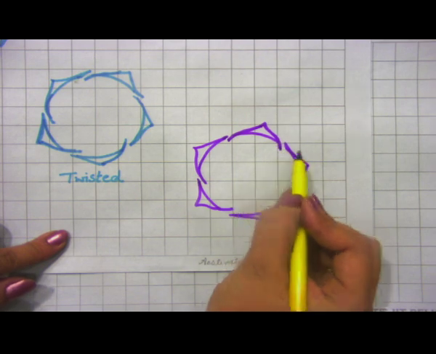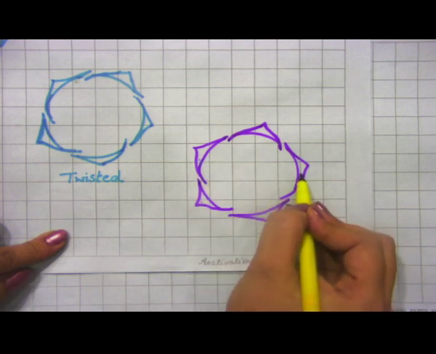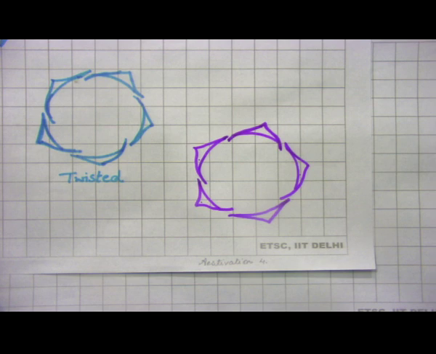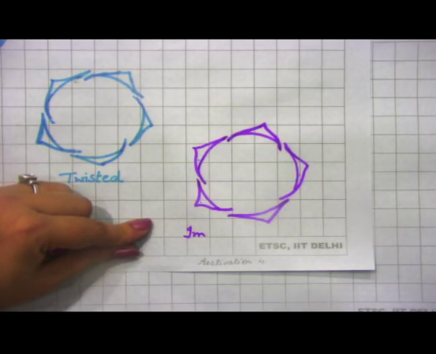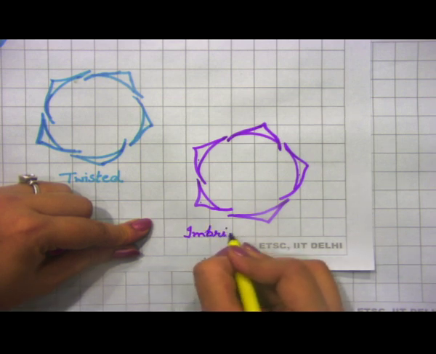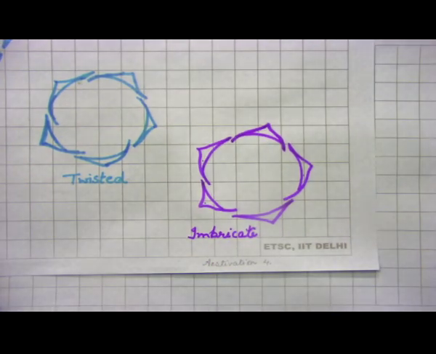Here both the ends are being overlapped, here both the ends are overlapping, and these 3 petals are twisted. I hope this little exercise has helped you to learn to draw the aestivations in the floral diagrams. This is imbricate aestivation. I would like to tell you that practicing making the aestivations will help you in writing the floral formula and drawing the floral diagrams also, which is very important.